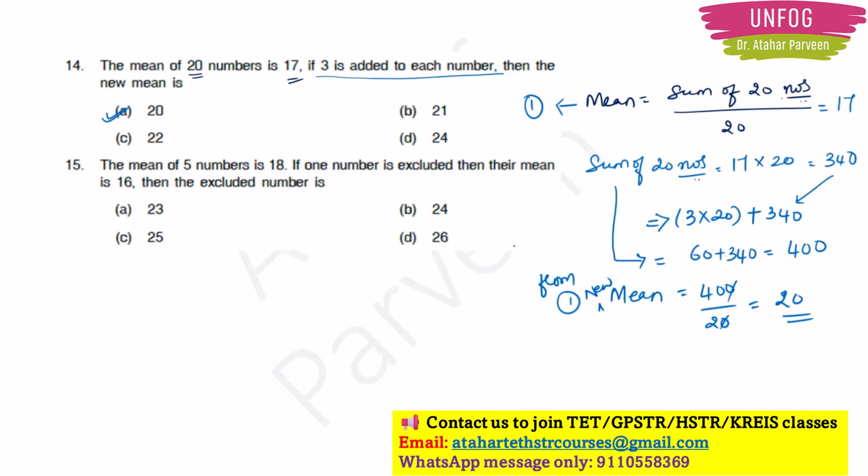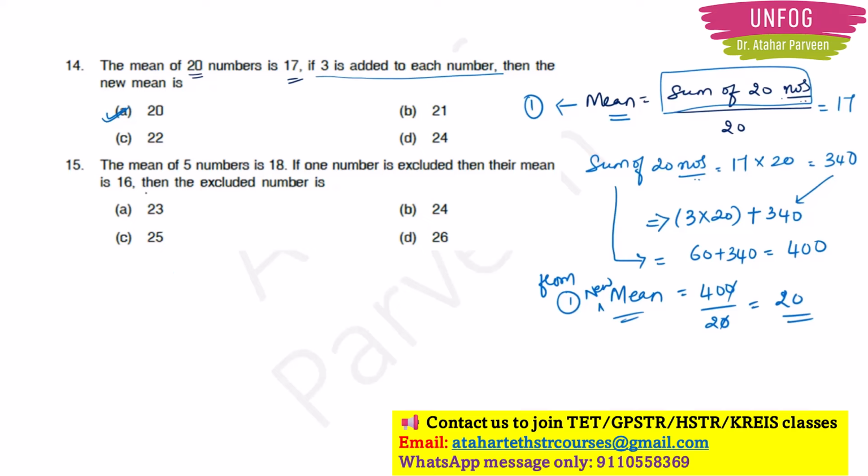Okay. If you are not understanding, please pause the video and write by yourself and see. Then you will understand this sum. We have done nothing. With the old mean, we have calculated the sum of 20 numbers. Using that value, we have calculated the new mean. That's all. Okay, moving on.